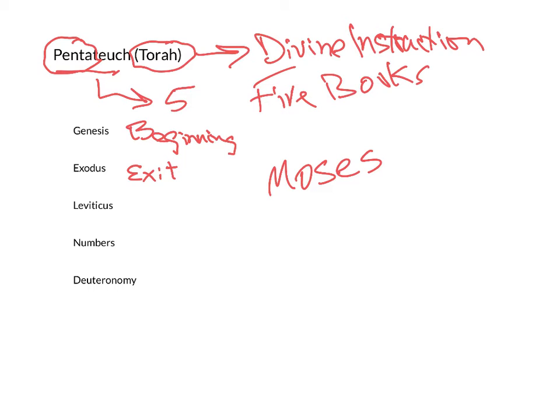Leviticus is mostly about the Levites or the priests. It's a priestly book, and it mostly has to do with the sanctuary, which was the precursor to the Jewish temple, and the priesthood, the sacrifices, the offerings, the holy days, the holy things, all the duties of the priests, and so on.